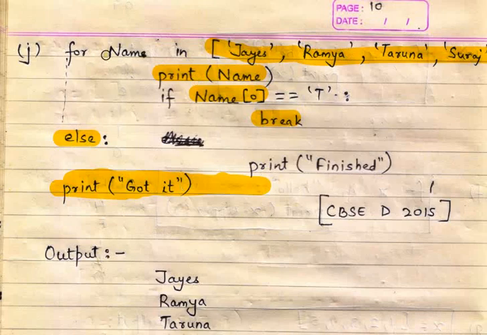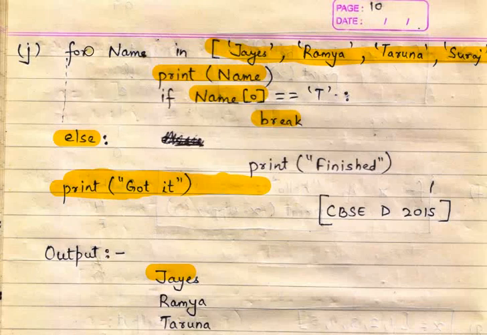So we can see that the very first time, JS gets stored in the name variable, and we are printing name, so JS gets printed, as easy as that. Then name[0] is not T, because name[0] is J here, the very first character of JS. J double equal to T is false, right? So break is not getting executed.